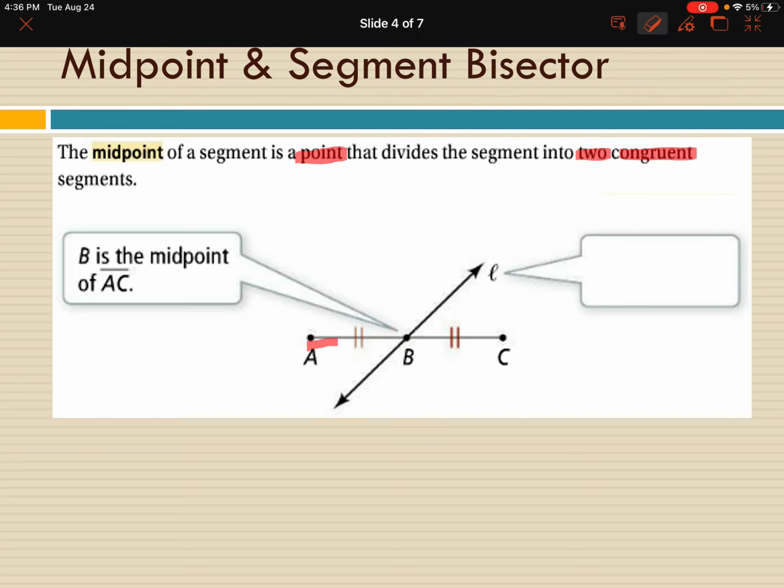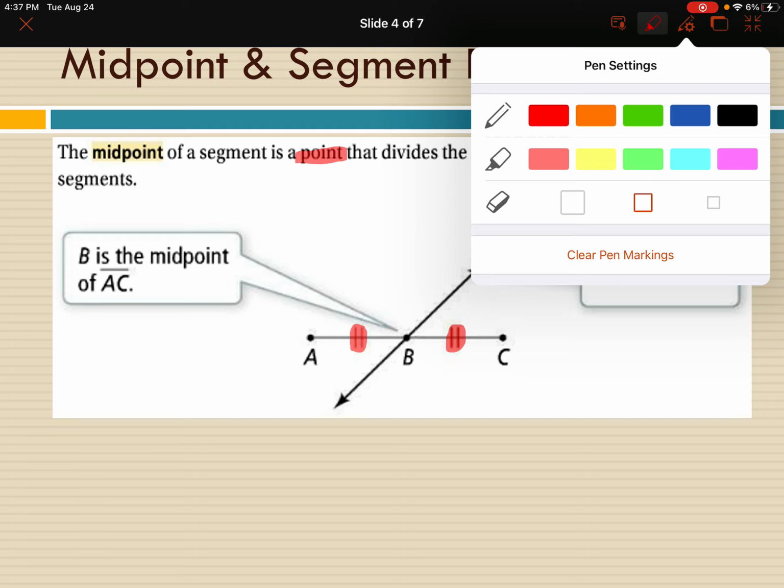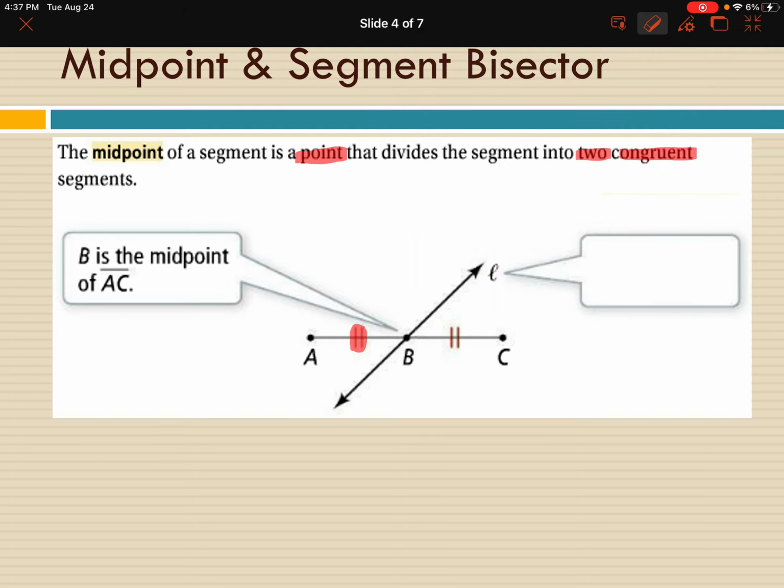Now there's a quick thing about notation that is going to come up a lot throughout the rest of this class. And that's these little hash marks right here. If you have two line segments with the same number of hash marks on each one, that tells you that those two are congruent. So when we see that AB and BC both have two hash marks, that's how we know that B is the midpoint, because the two distances from here to here and from here to here are the same.